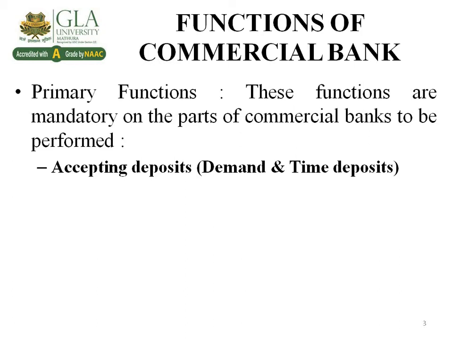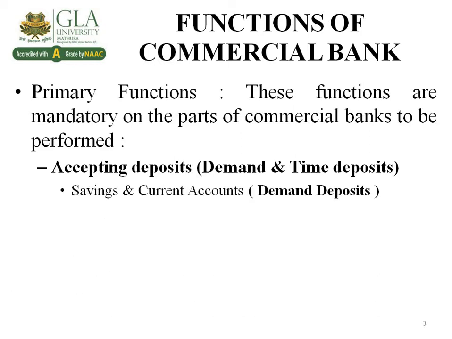The first one is the acceptance of deposits, and the various modes of accepting deposits, or accepting funds from the public, are demand and time deposits. Savings and current accounts are known as demand deposits, because payment can be made and deposits can be made on demand. Then we have FDs and RDs, fixed deposits and recurring deposits, which are also known as time deposits, because they have a specific time period for their maturity. But it does not mean that before maturity they cannot be liquidated or withdrawn. They can be prematurely withdrawn, but there are certain rules related to it.